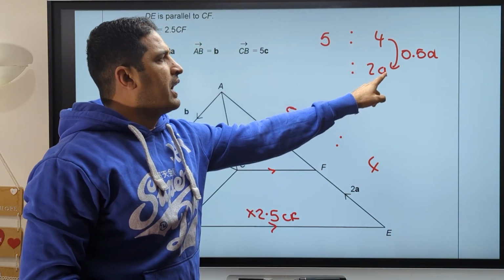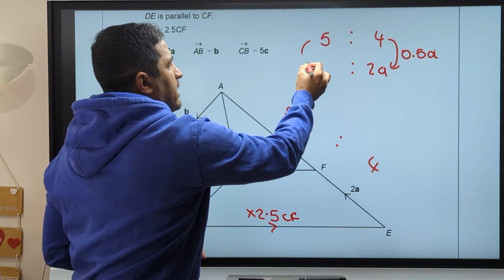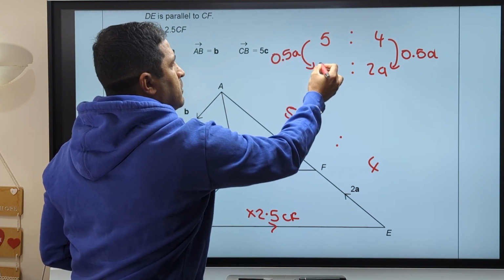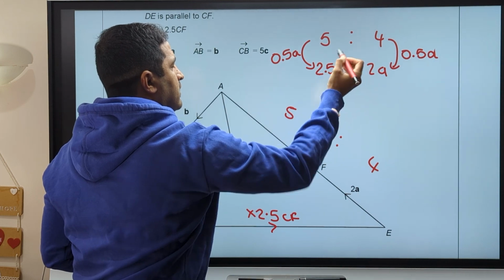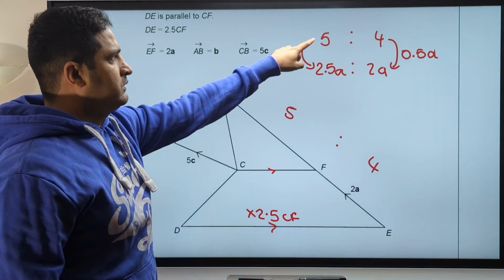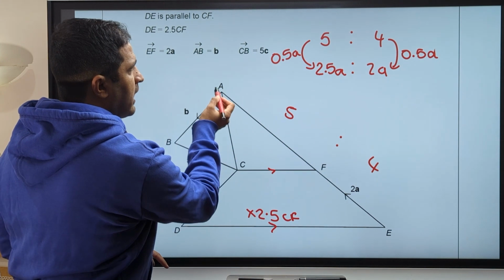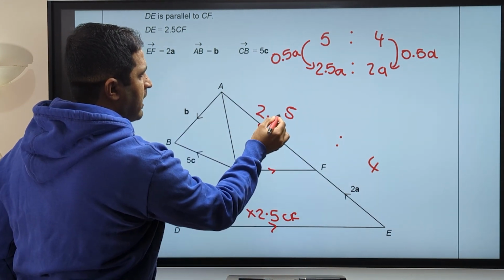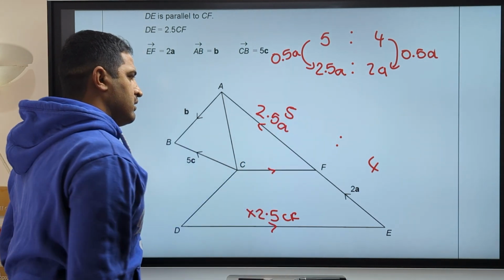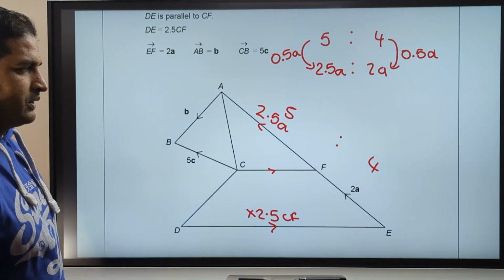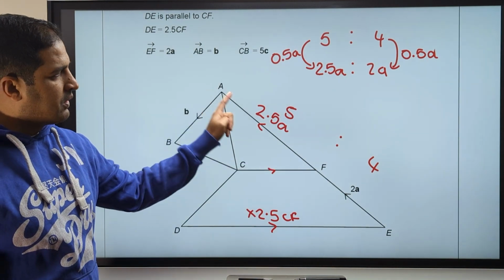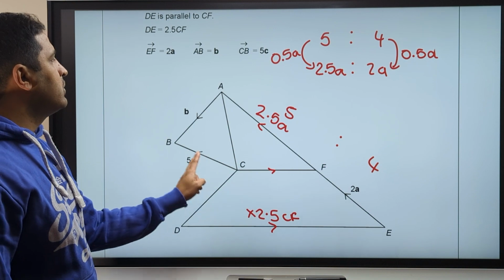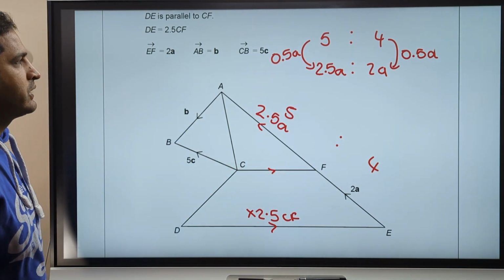Multiplying 4 by 0.5A to get to 2A, so I need to multiply this by 0.5A as well. That gives you 2.5A. And that's the distance from F to A, which is 2.5A. It's the same direction, a slightly bigger vector, F to A. So we've done that. Now we can use these three things to work out what CF is.